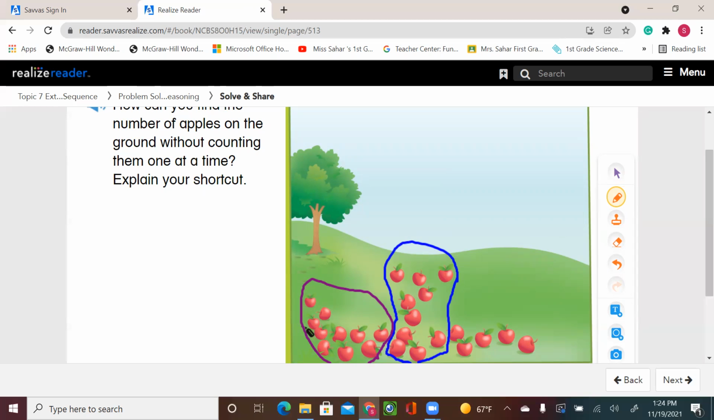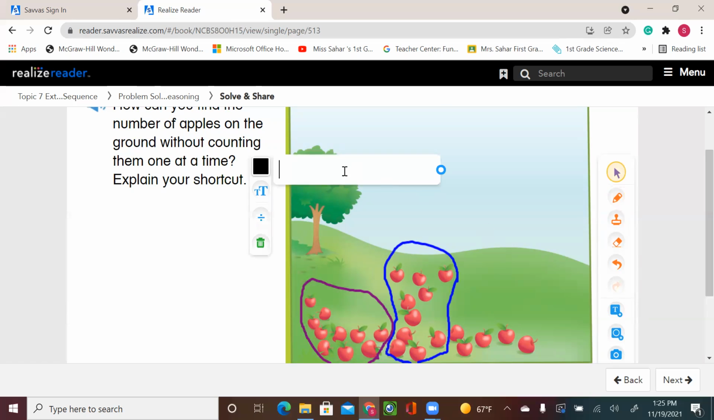So now I know that I have two groups of 10s, 10, 20, and the remaining, let's count them. They're not enough to make 10. So let's see, 1, 2, 3, 4, 5. So 10, 20, 21, 22, 23, 24, 25. So now I know that I have 25 apples.